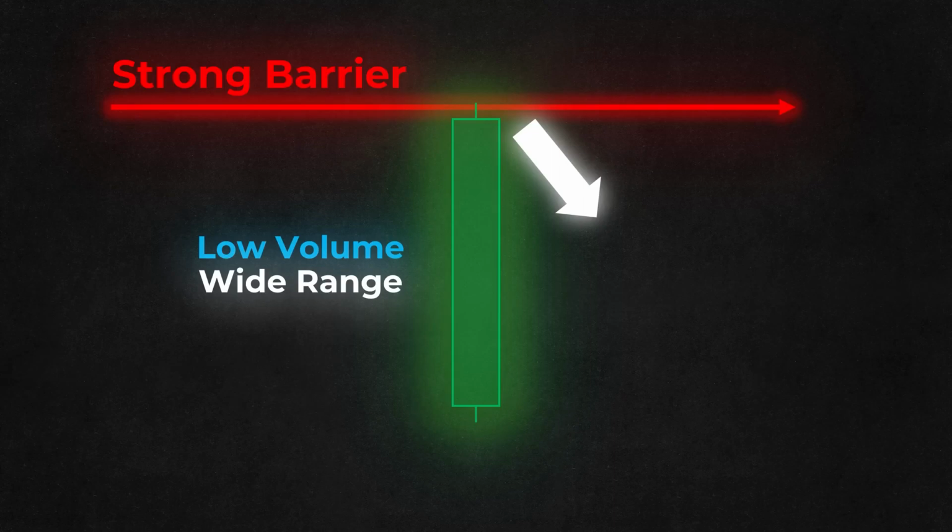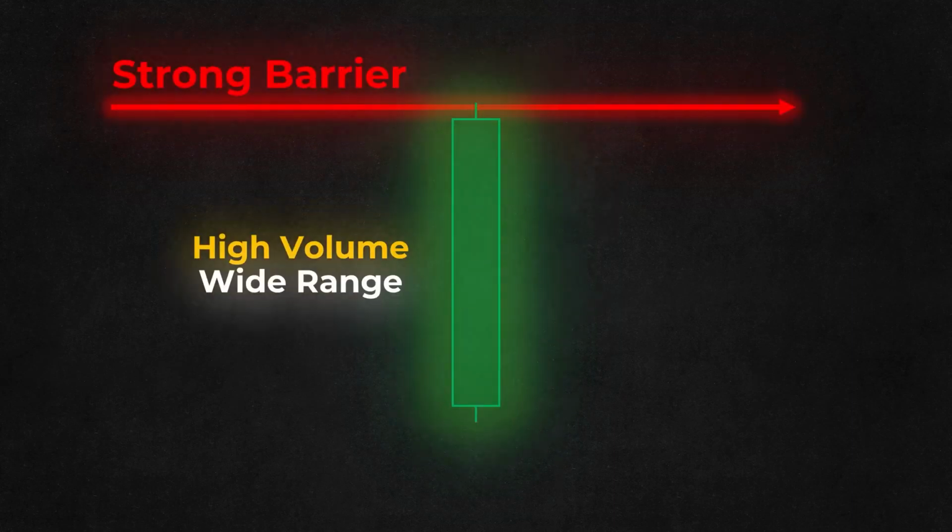This indicates a possible reversal. A high volume wide range candle suggests that the dominant market player has power, so the trend is likely to continue and there is a greater chance that price will break through even a strong barrier.